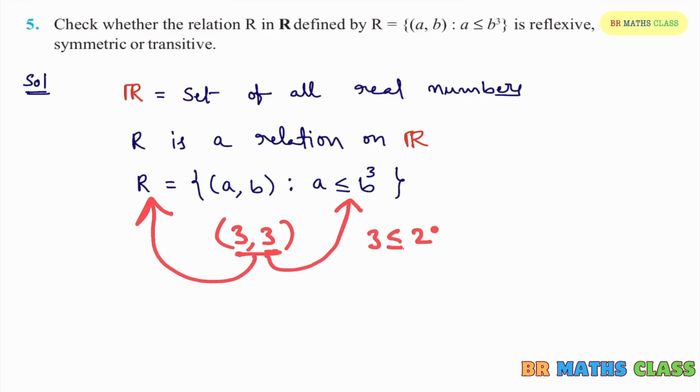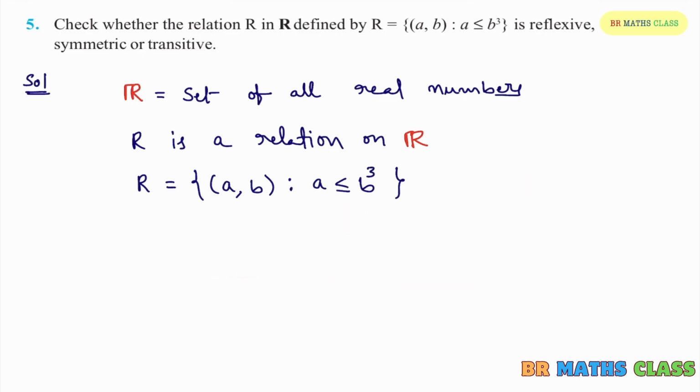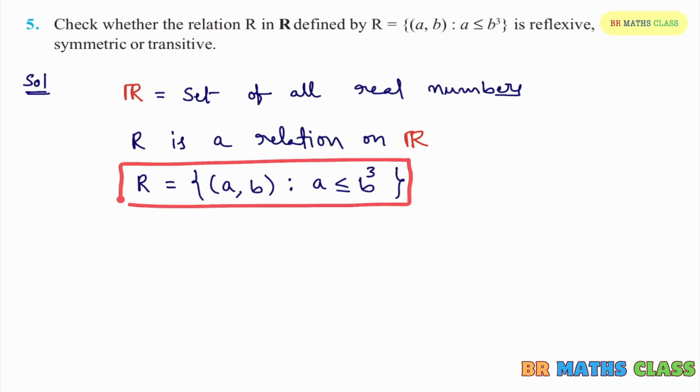3 cube is 27. Is 3 less than 27? Yes, it is true. So what can I say from this? I can say that the ordered pair (3, 3) belongs to the relation. Like that, you need to know which ordered pairs are there in this relation. Now you know what type of ordered pairs are there in this relation.